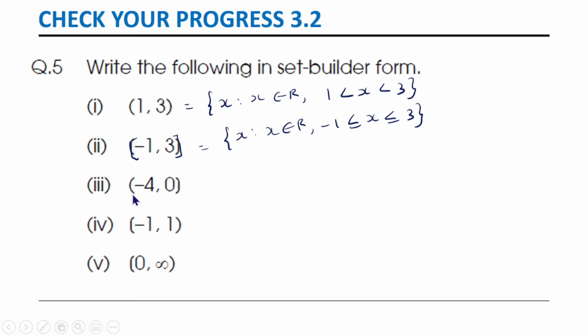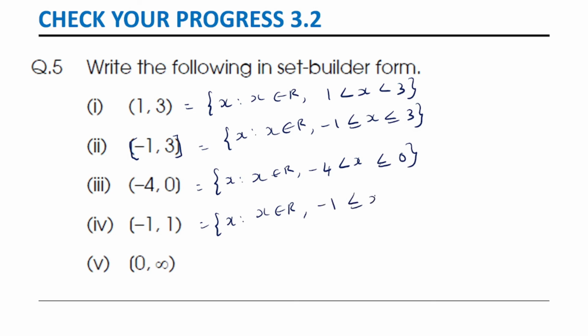Here it is open -4, closed 0. So this is equal to the set of all x such that x belongs to R, -4 less than x less than or equal to 0. So here it is open, so -4 is not included, but here it is closed, 0 is included. Then the next one, closed -1, open 1. So it is equal to the set of all x such that x belongs to R, -1 less than or equal to x less than 1.